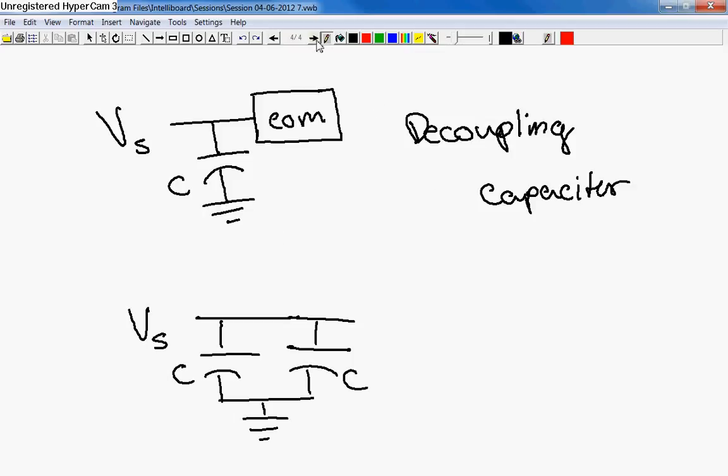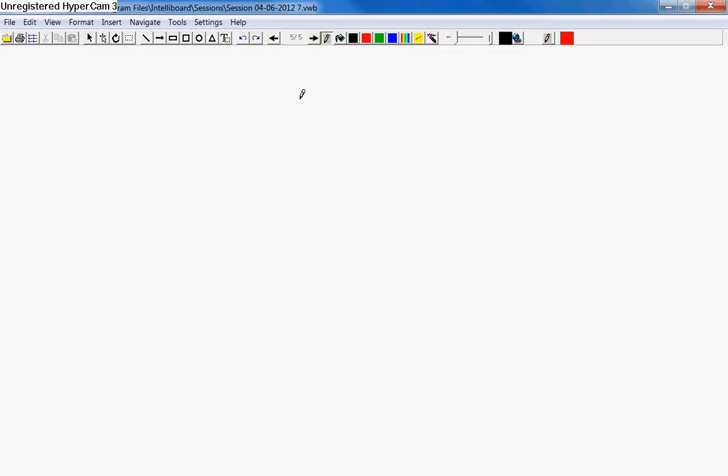Now, this ability to filter out noise also makes it useful in filters. For those of you who know your audio, there are three kinds of filters, but I'm only going to focus on two. There's your low-pass filter, and there's your high-pass filter.